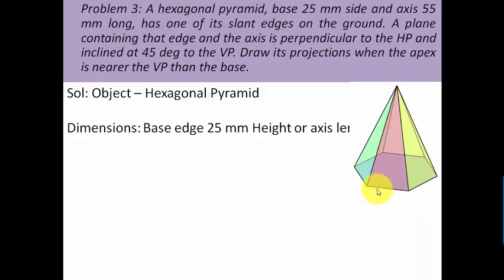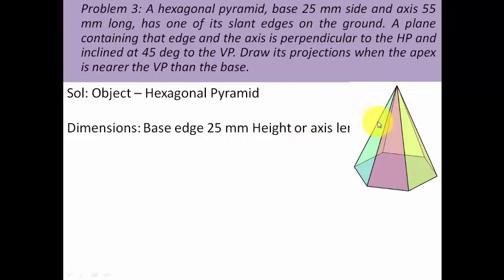This is the base edge, 25 millimeters, and if you have this hexagon and look at its center, it would be somewhere here, and from here we're going to go up towards this apex, and it's going to work out as 55 millimeters. Alright, and there is this condition given to us that one of its slant edges is in absolute contact with the ground.